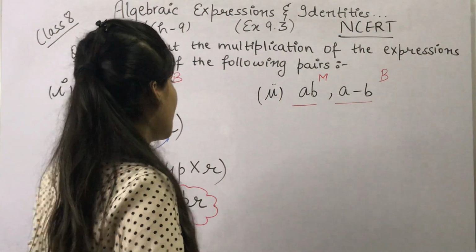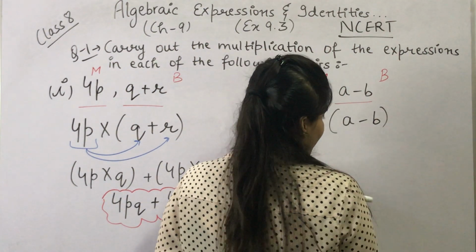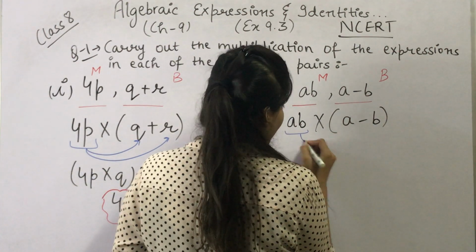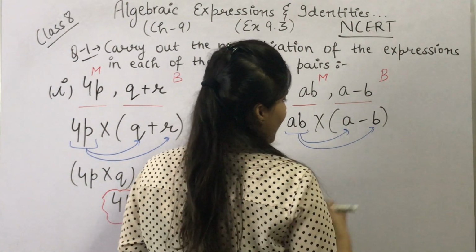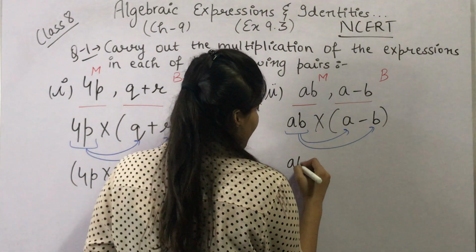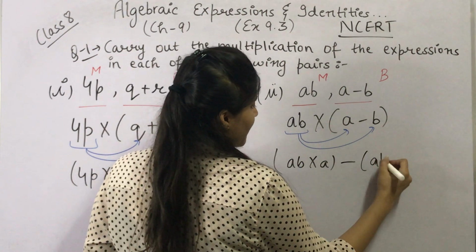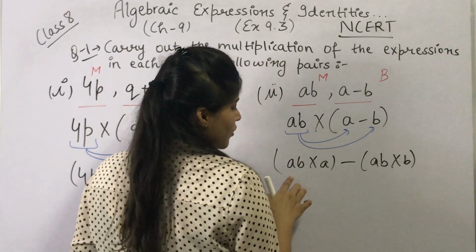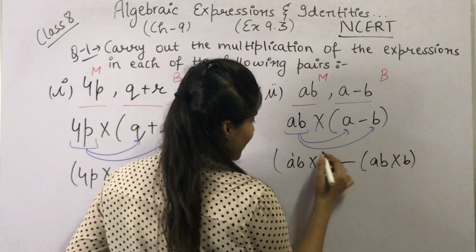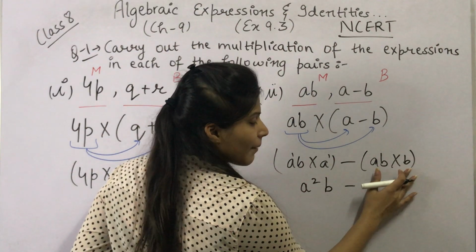So now let's multiply AB by A minus B. First we will multiply AB by A, and then we will multiply AB by B. Okay, so AB into A minus, because in between there is a minus sign, AB into B. Okay. So now AB into A. Now we have A to the power 1 two times, so A to the power 2 will be there and B as it is will remain. Minus, now here B is two times.